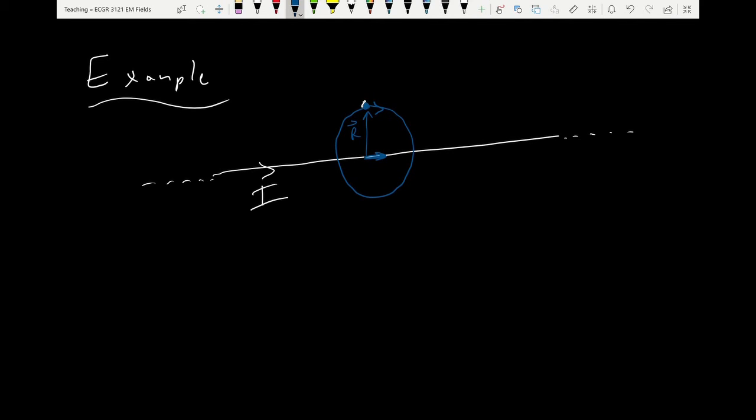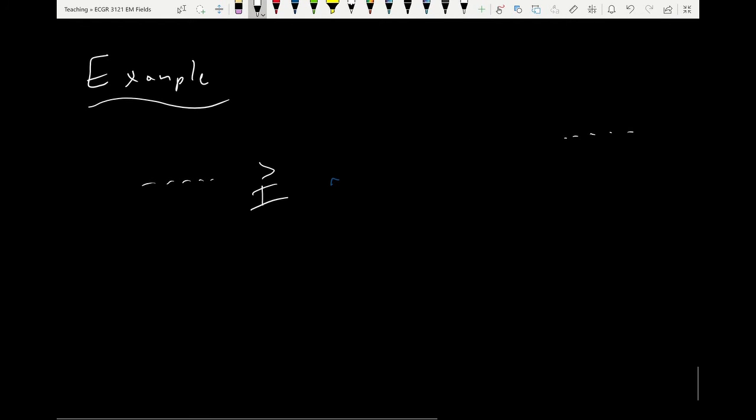So my thumb points towards dl, and my fingers point towards r, and my palm points to the direction of the field. So I get a field that's circulating around the line. So from the symmetry of the problem, let me erase this, I know that the field is going to be tangential to this contour. Which contour? This contour.